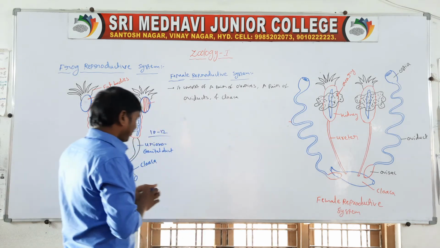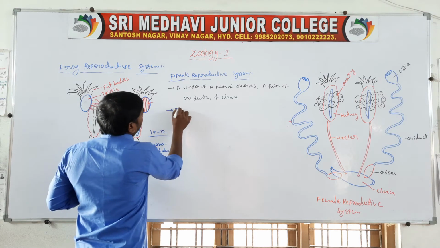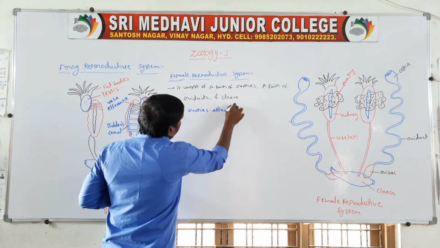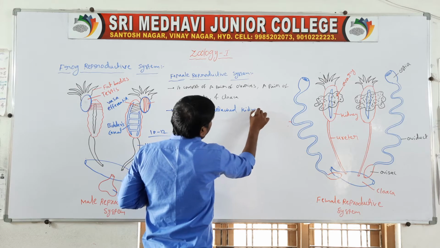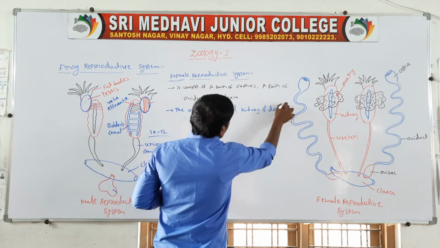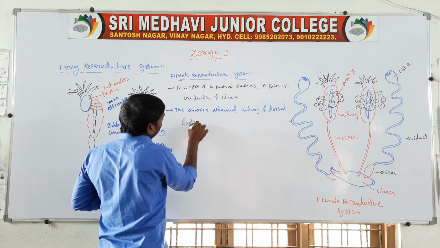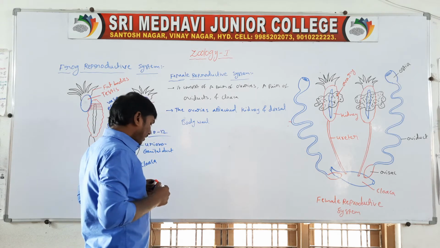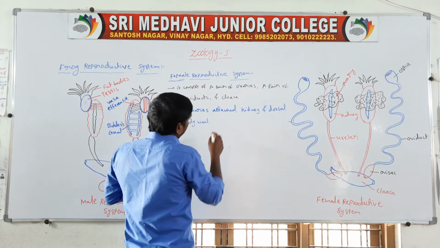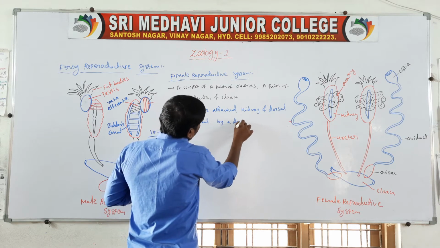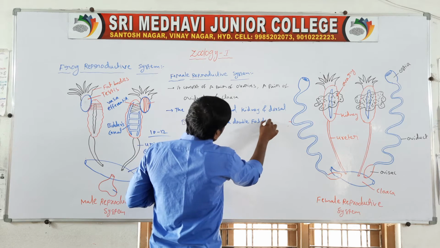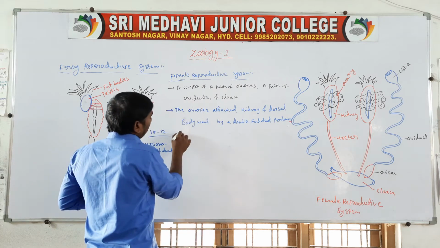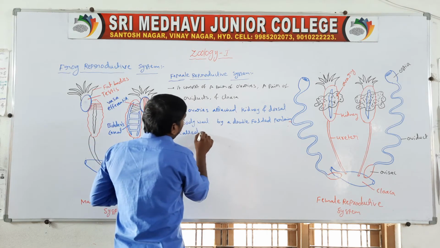Next, the ovaries. The ovaries are attached to the kidneys and dorsal body wall by a double-folded peritoneum called the mesovarium.